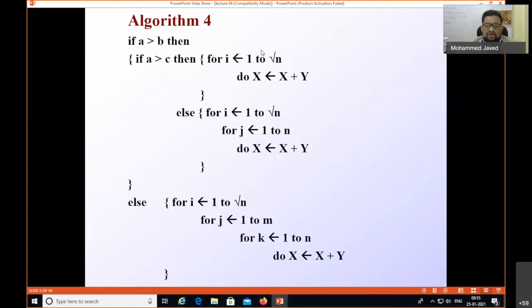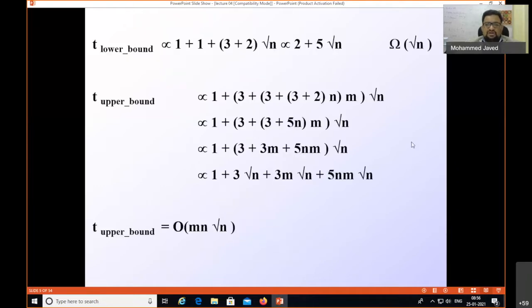Now here, if you carefully see this algorithm, you will feel that the best case for this algorithm is here, where A is greater than B and A is greater than C. This will be executed. Which is the worst case for this algorithm? If A is not greater than B, then this part of the program will be executed, and this is the worst case time complexity, because you can see that there are 3 for loops here. i, j and k are 3 for loops. So now let us derive the time complexity for this particular algorithm.